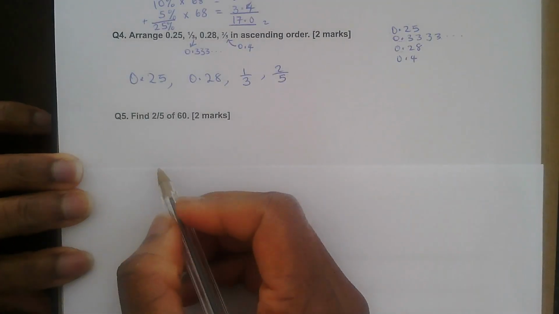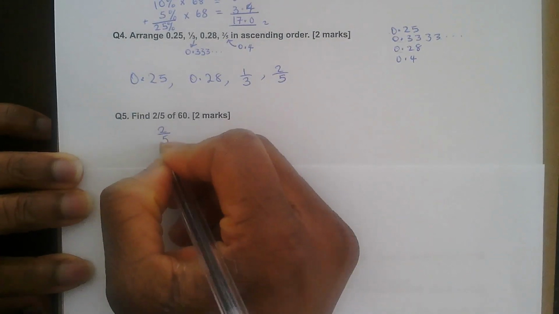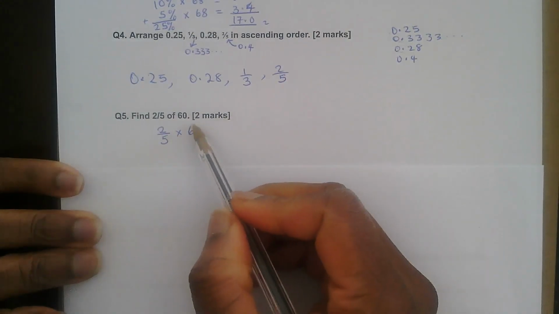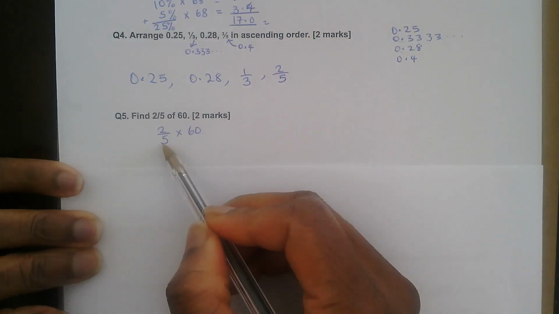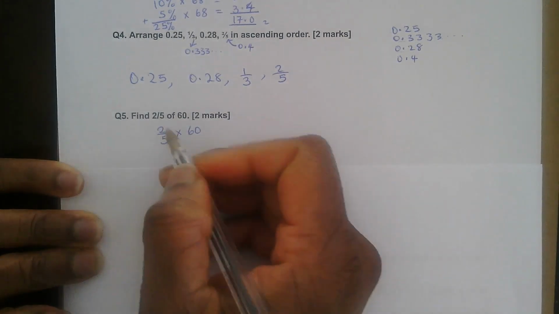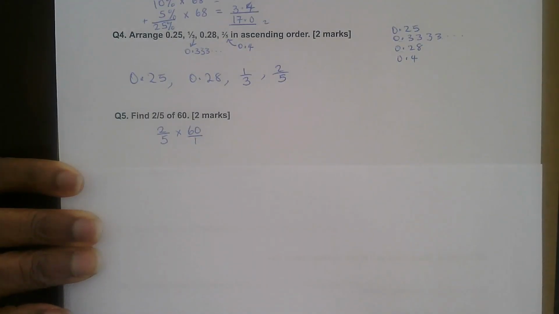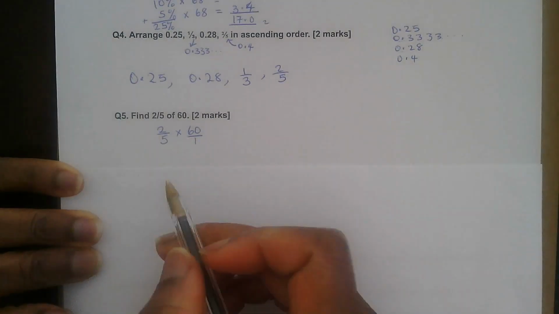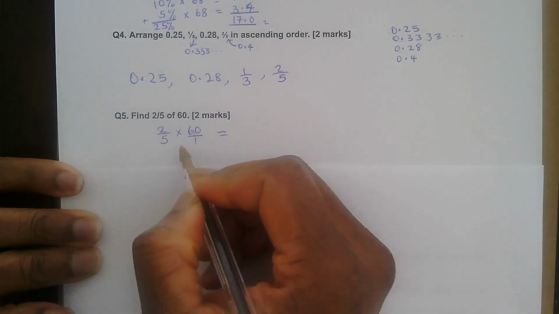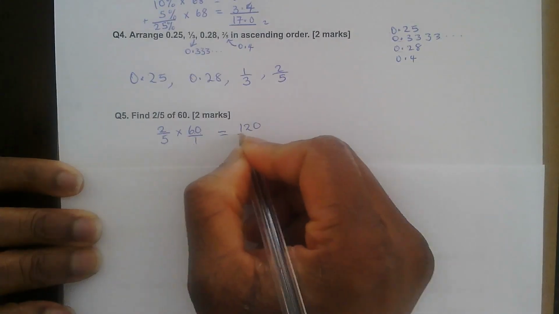Find 2/5 of 60. 2 over 5 times 60. There are two ways you could do this. Either you divide the 60 by 5 and multiply your answer by 2, or you make the 60 look like a fraction by introducing a denominator of 1, and then you multiply the numerators together. 2 times 60 is 120 and 5 times 1 is 5.